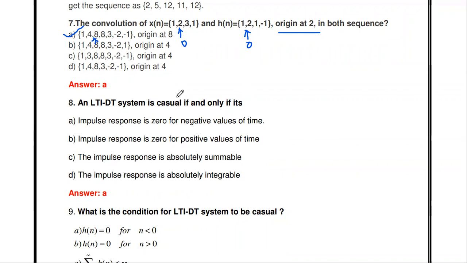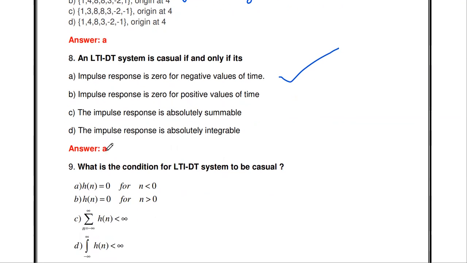Which one is correct? An LTI DT system is causal if and only if the impulse response is 0 for negative values of time. One system is said to be causal when the impulse response is available only for positive time. So for negative values of time, it should be 0. So A is the answer.